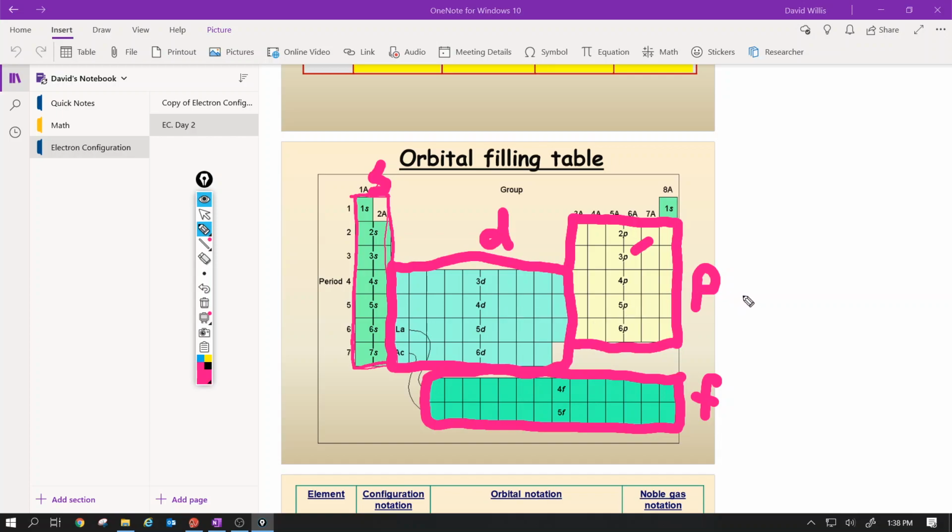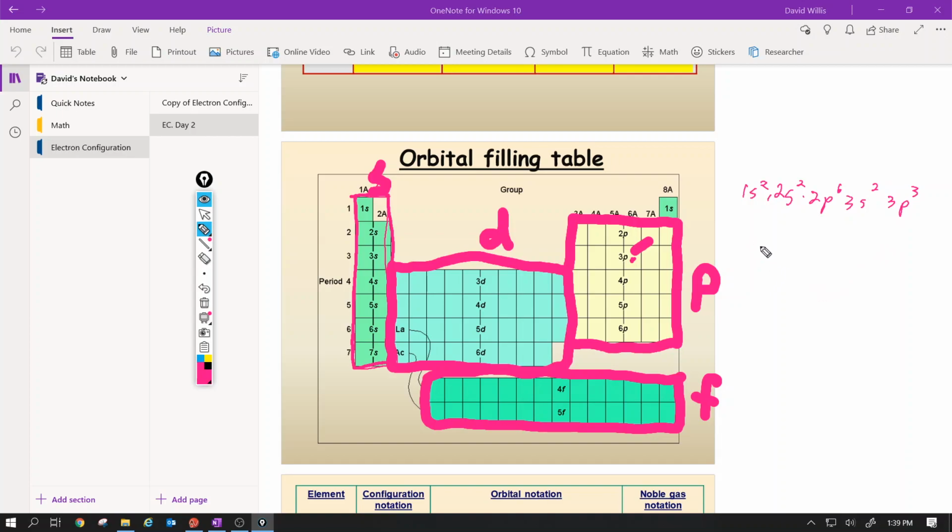All right, here we go. We're moving on. That's our orbital filling table. So let's just look at phosphorus again. Phosphorus is 1s2, 2s2, 2p6, 3s2, and then 3p3. Here's what I want you guys to see.